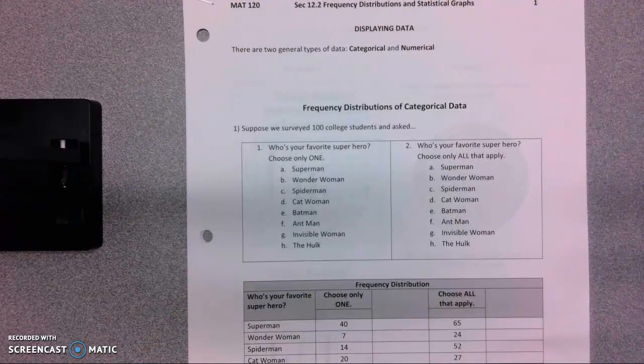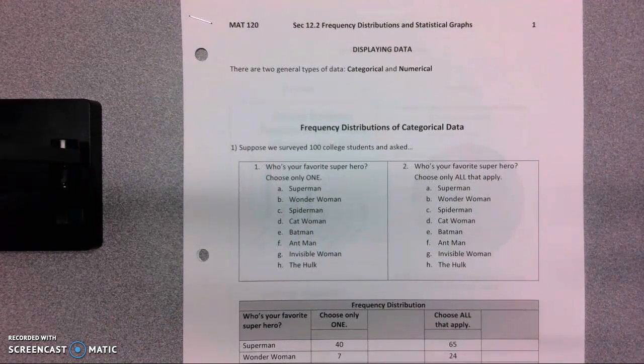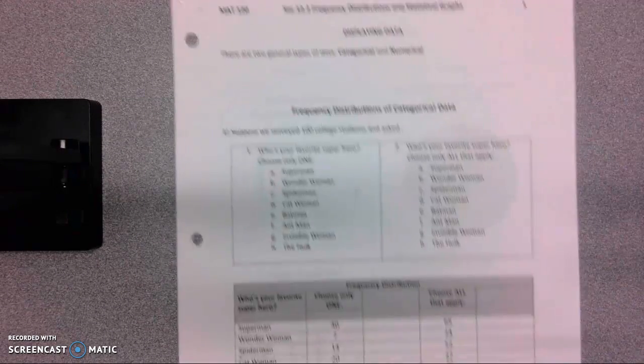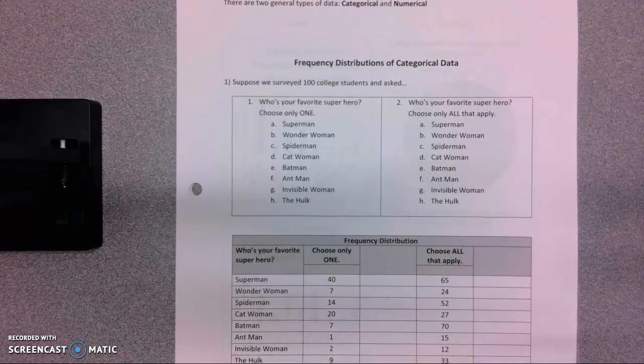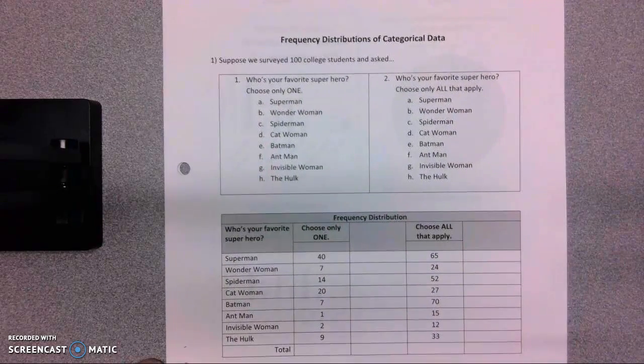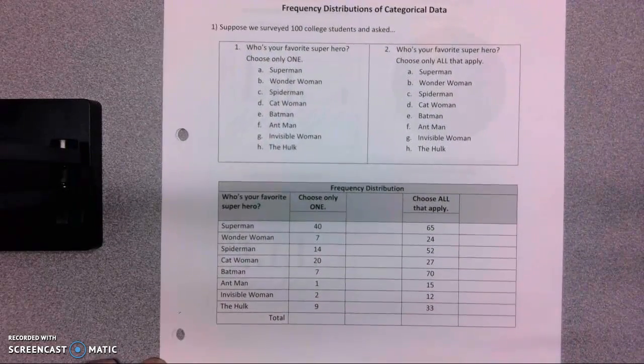Hi, we're going to check out 12.2, Frequency Distributions and Statistical Graphs. So we want to just talk about displaying data. First, let's look at this frequency distribution of categorical data. Let's suppose we surveyed 100 college students and asked these questions.